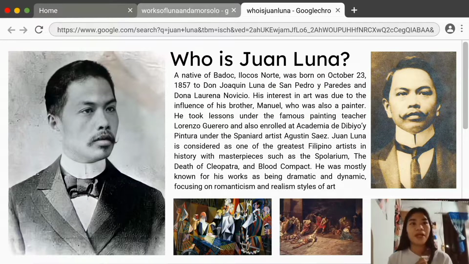Luna married Maria de la Paz Pardo de Tavera late in 1886, and together they traveled to Venice and Rome before settling in Paris. In September of 1892, Luna killed his wife in a jealous fit of rage, but in the end was acquitted by the court on grounds of temporary insanity.